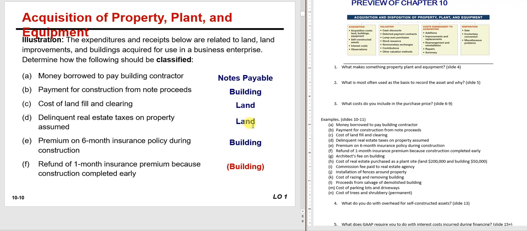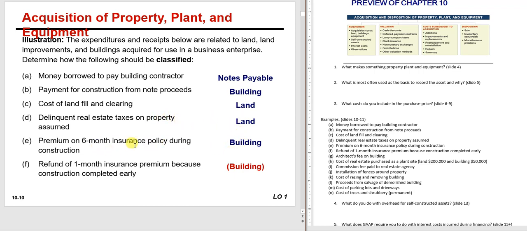Cost of land filling and clearing is land. Delinquent real estate taxes on property assumed is land. Sometimes I actually buy property for the delinquent taxes because the city will, in essence, repossess it, except they take the property because the real estate taxes haven't been paid. And so basically, somebody can sometimes buy it if they promise the city that they will maintain it, improve it, etc., for the delinquent real estate taxes.